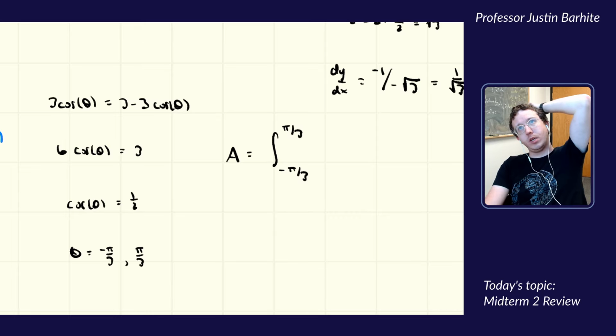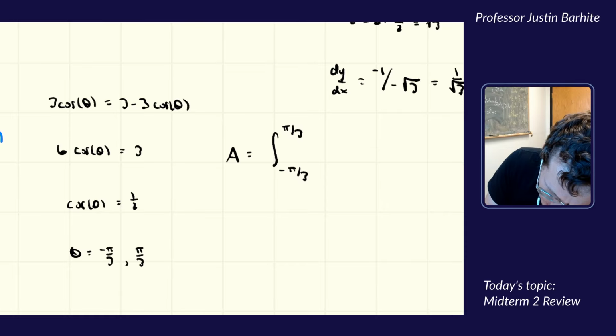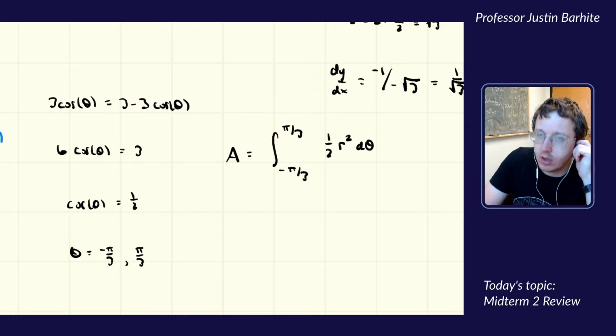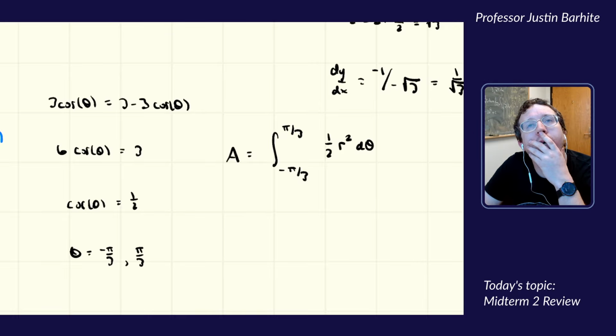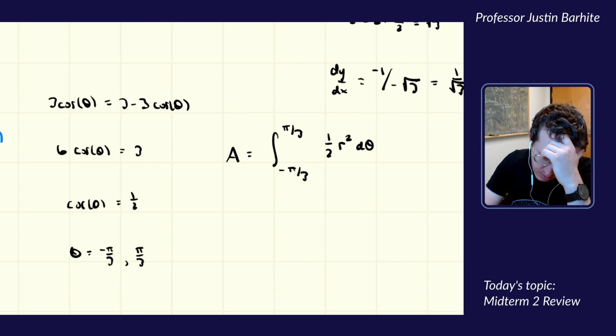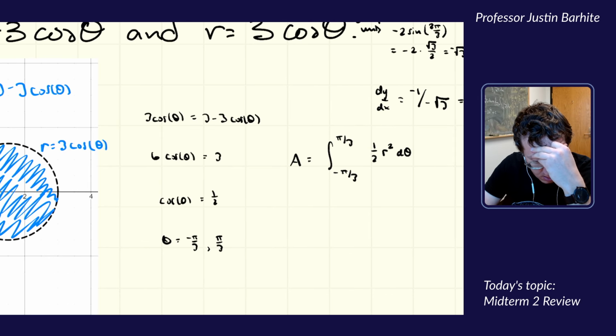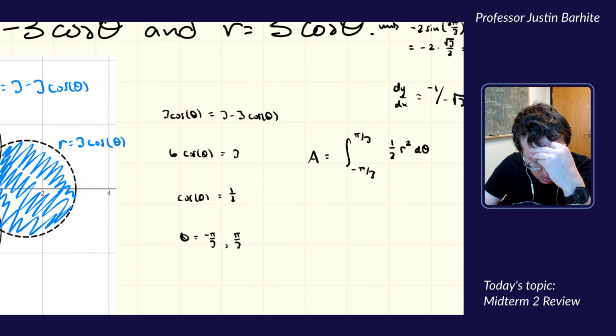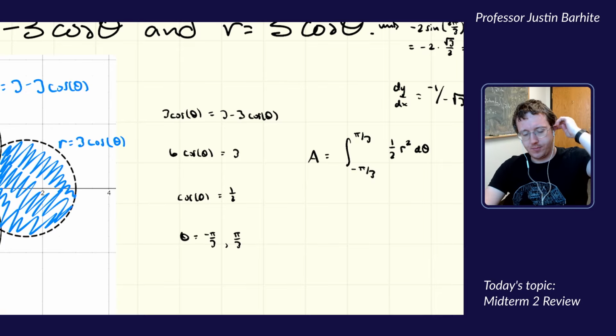And the quantity that we integrate is 1/2 r squared d theta. Why does it say 1/2 r squared d theta? This feels wrong to me. Is that right? Can people confirm if this is the correct formula? Yeah. Yep, that's right. Okay.